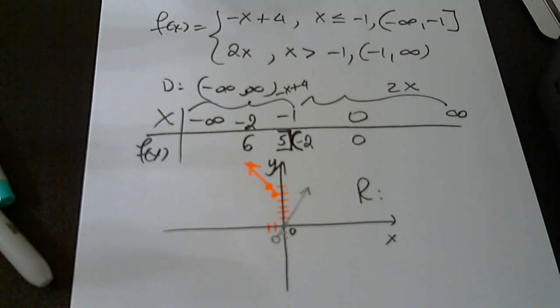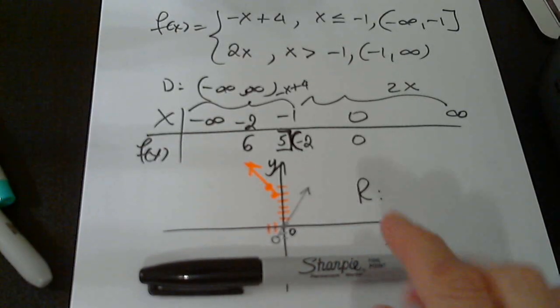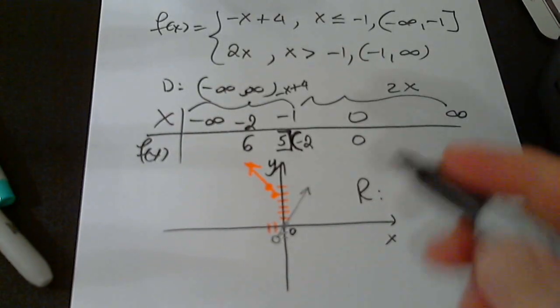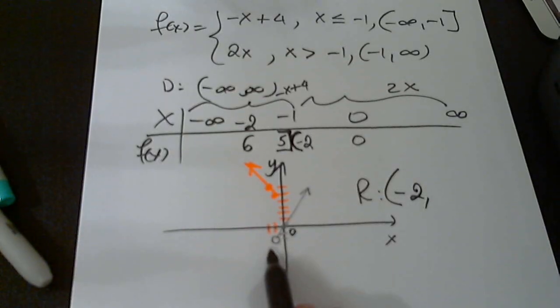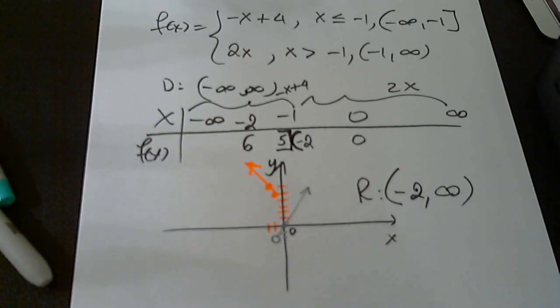Negative infinity to infinity. So the lowest y value, there is no y value here. There is no y value here. So where is the lowest y value? Negative 2. Yes, with the parenthesis, because it's an open point, to infinity. Good. Anything else you would like to review, or I will share my screen to the book, and we'll pick from there.